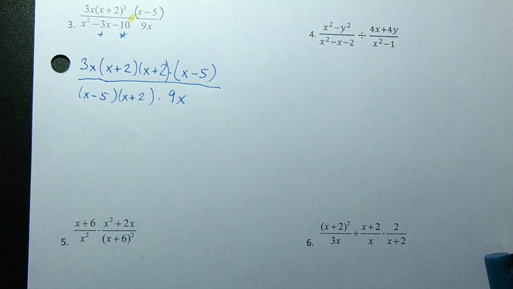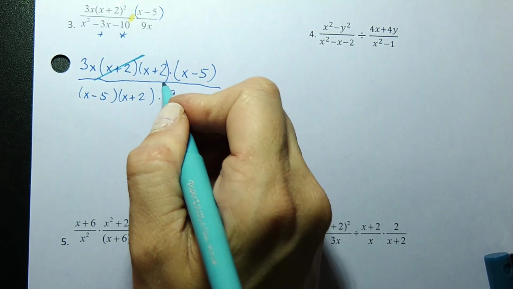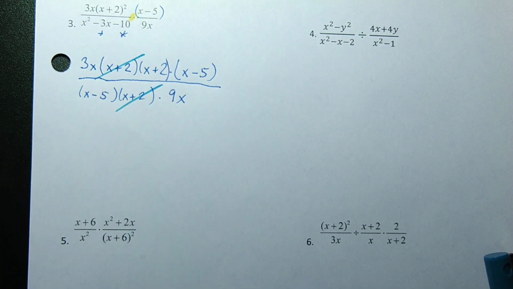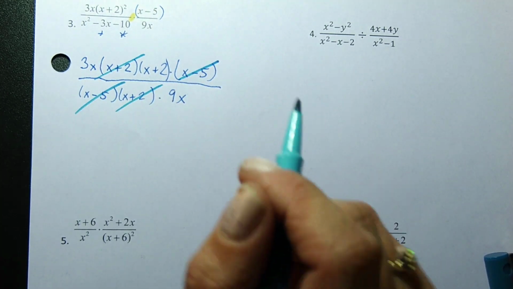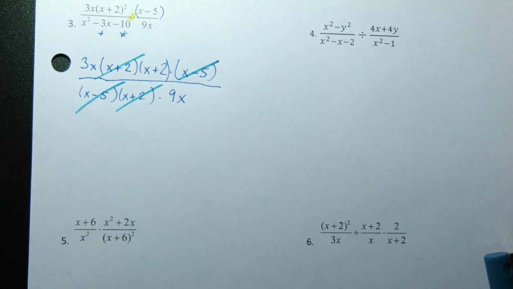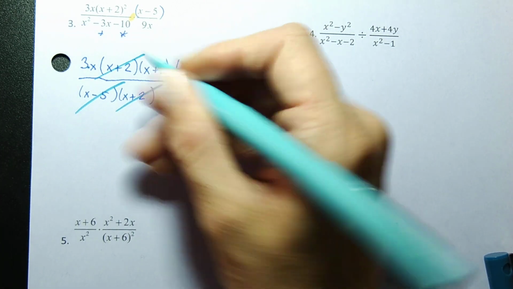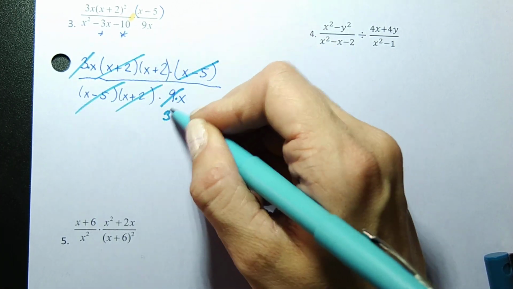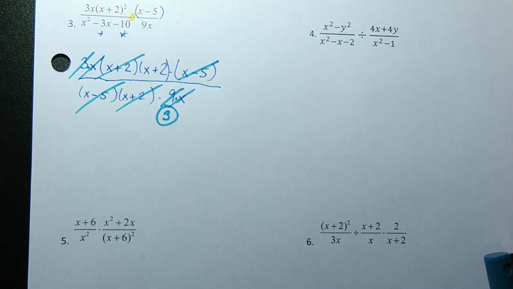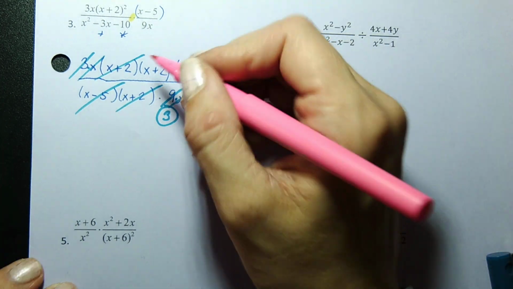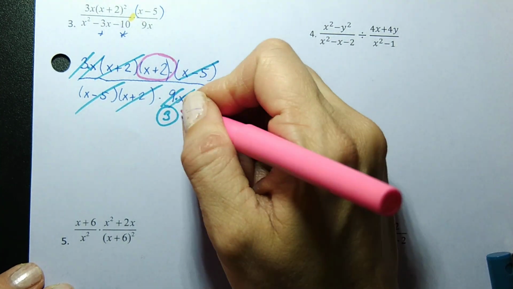X plus 2 and x plus 2. Doesn't matter which pair you cross off, but you only get to take out 1 with 1, because x plus 2 divided by x plus 2 is 1. I can take out the x minus 5 with the x minus 5. What else can I take out? A 3 with the 9, which will leave me with 3, and an x with the x, which leaves me with nothing, or 1 if you want. So what are we left with? X plus 2 and 3.